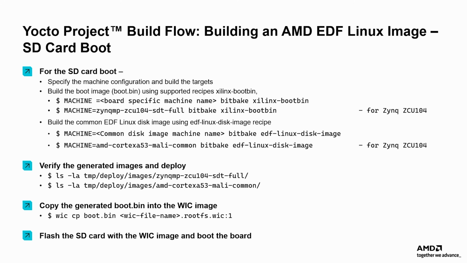Finally, we flash the wic image to an SD card, insert it into the board, and power on to boot the system with the image we just built.